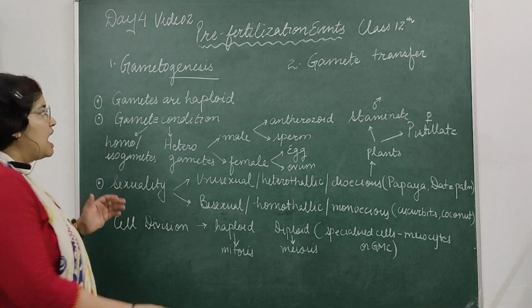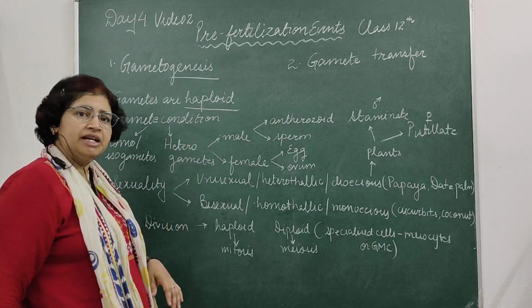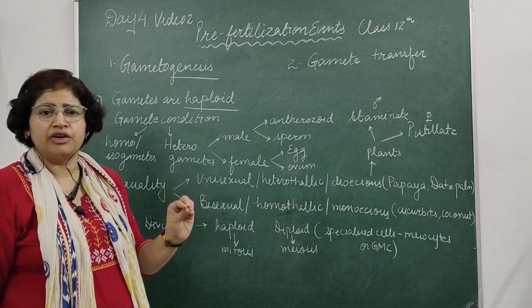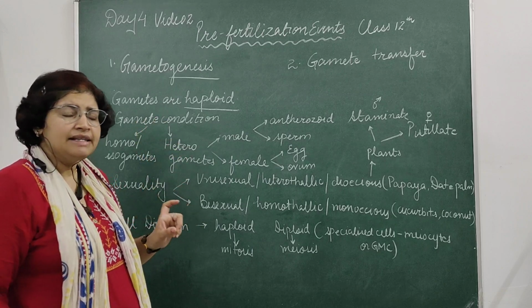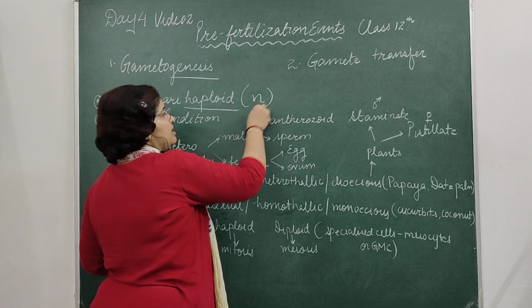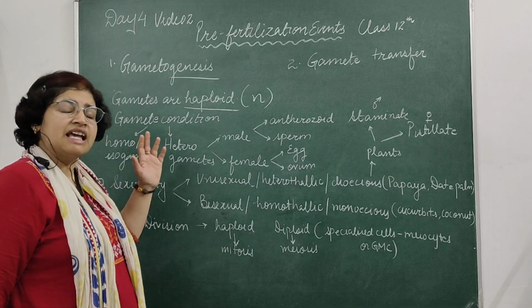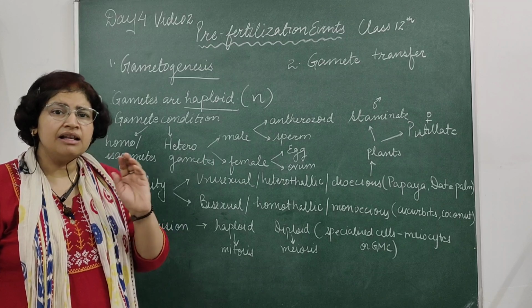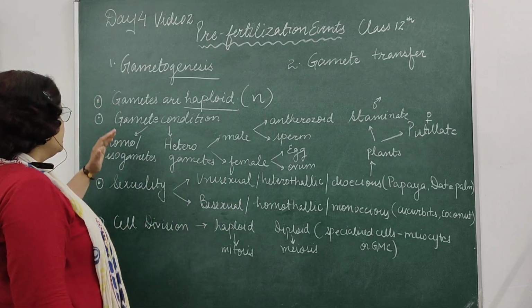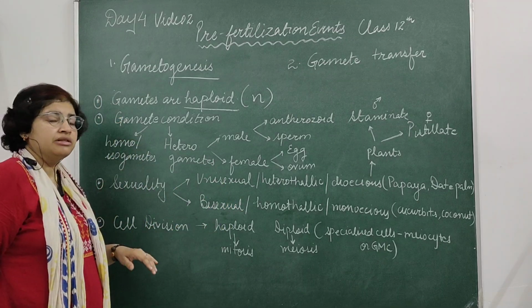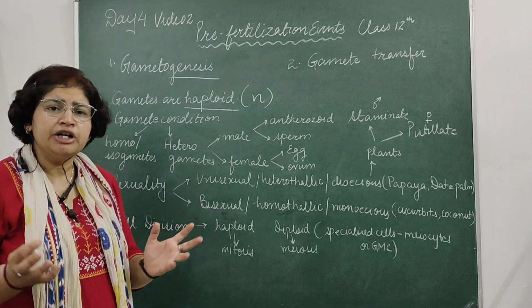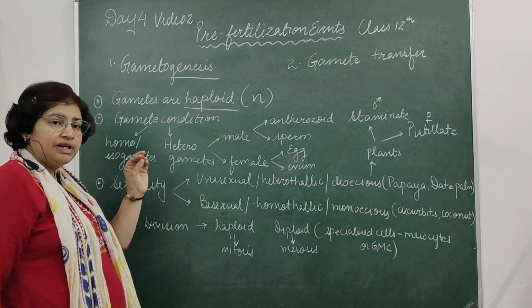Gametes are generally haploid structures which bear a single set of chromosomes, and single set of chromosome bearing structures are symbolized by small letter n. That means the gametes bear the haploid number of chromosomes. Next, the gametes condition. In different organisms, gametes appear in different forms. Two forms are generally considered.